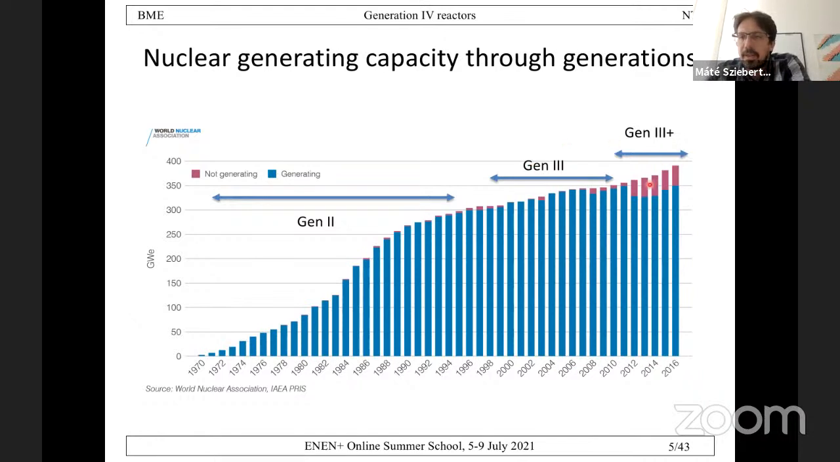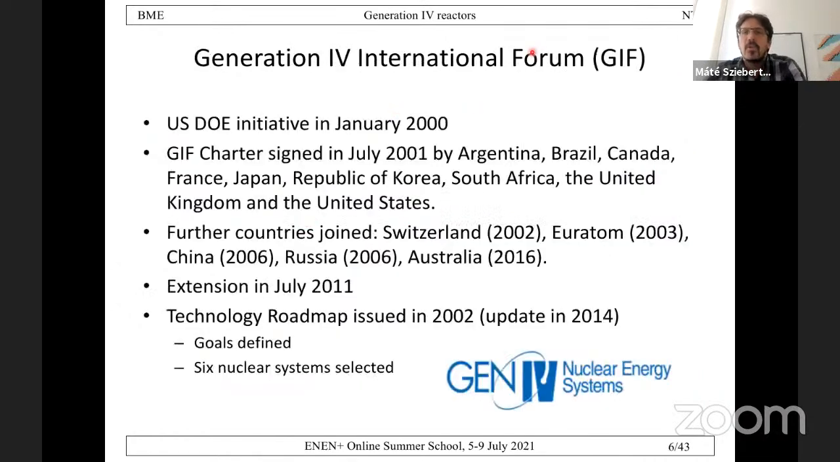So Generation 3 plus includes some more innovations, both in safety and in economics, in order to be able to build reactors faster and so on. So this is to say that many of the reactors operating today still belong to Generation 2, but what we construct today usually belongs to Generation 3 plus. So now let's go to Generation 4.